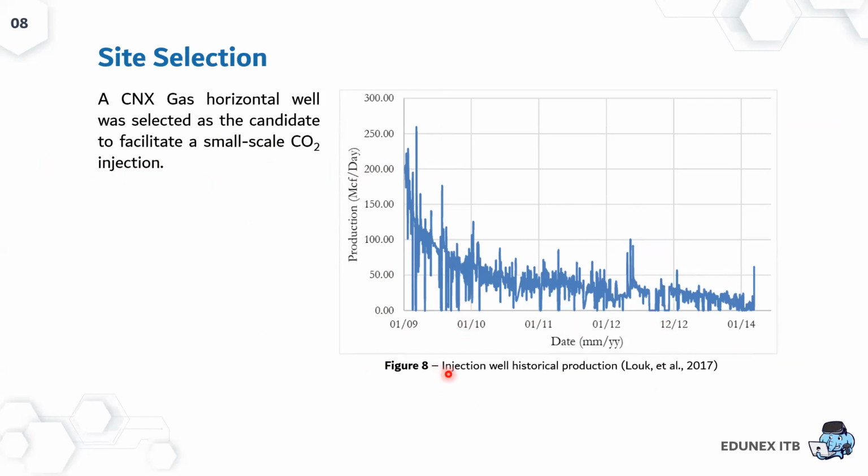In figure 8 here, we can see that in January 2009, the injection well was brought online as a natural gas producer, and it had averaged 40,000 cubic feet per day of gas over its lifetime. Before the well was converted into a carbon dioxide injection well, the injection candidate well had produced over 75.1 million cubic feet of gas. And in the last year of production before the well was taken offline, the average daily production was 14.7 thousand cubic feet per day.